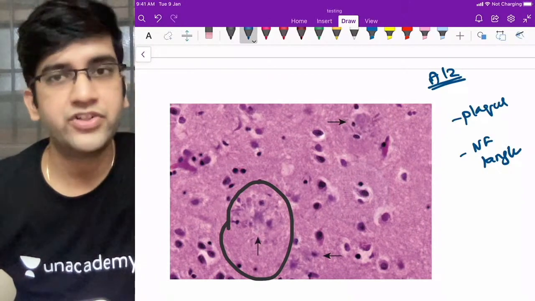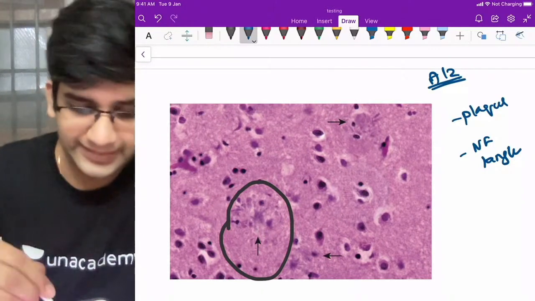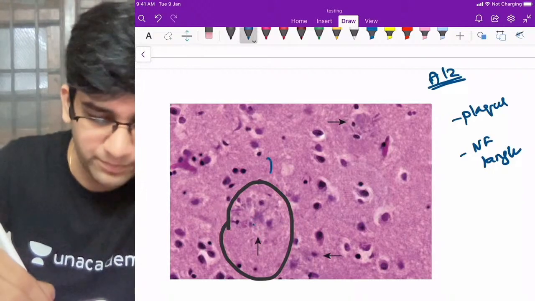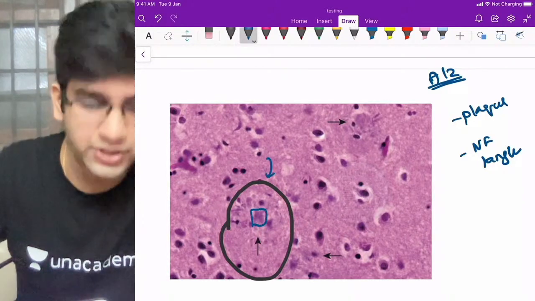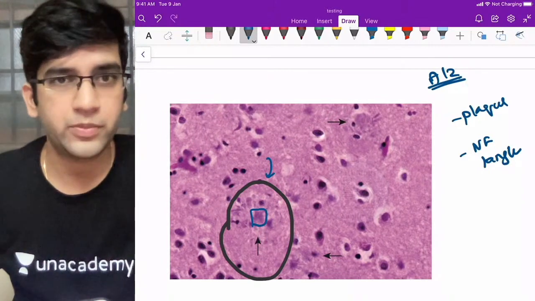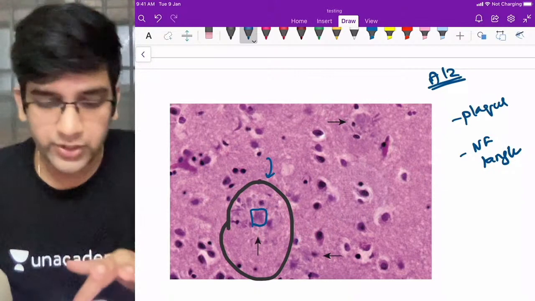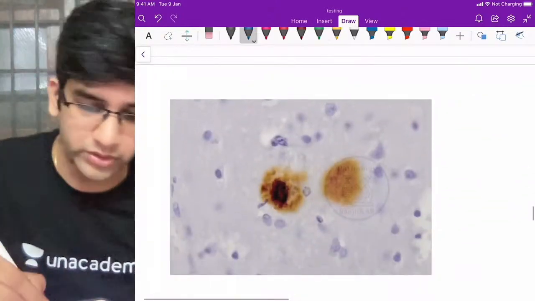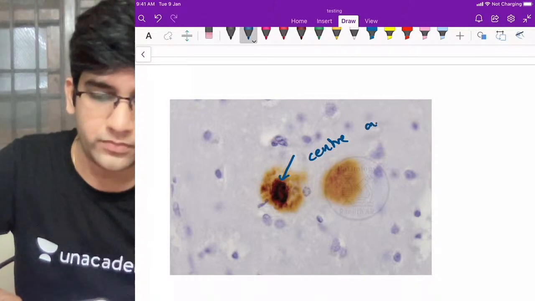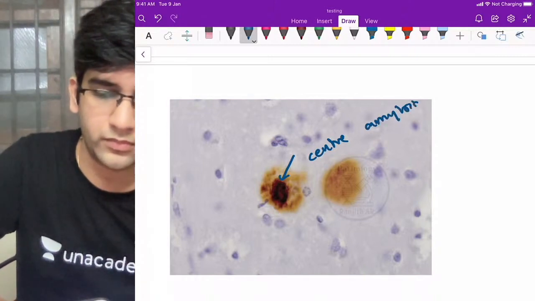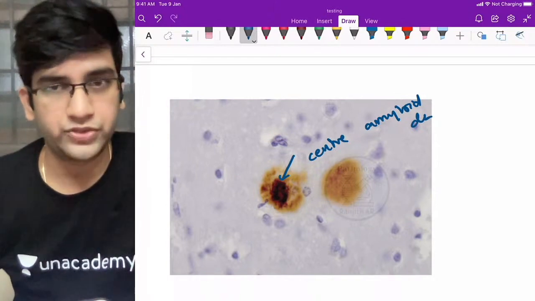So how do I differentiate a neuritic plaque and neurofibrillary tangles? The plaque has a center. See, this entire black structure is the plaque. In the center, can you see an accumulation here? Right? That's your protein accumulation. When you do a stain, a neuritic plaque will have a central amyloid deposit. That's how a neuritic plaque is going to look.